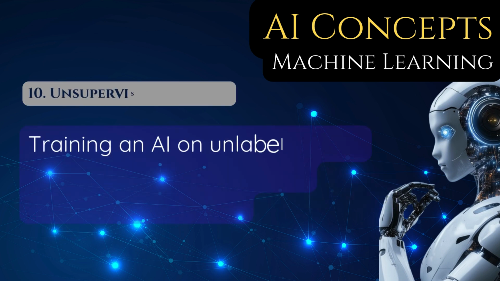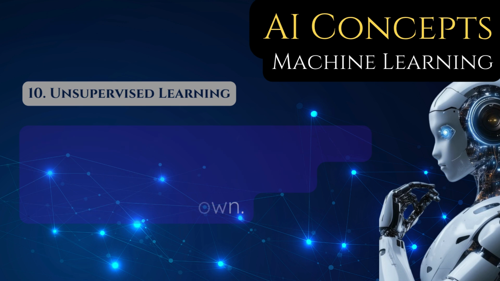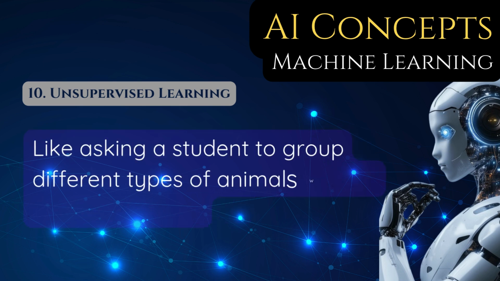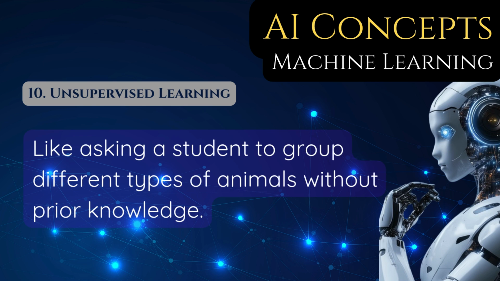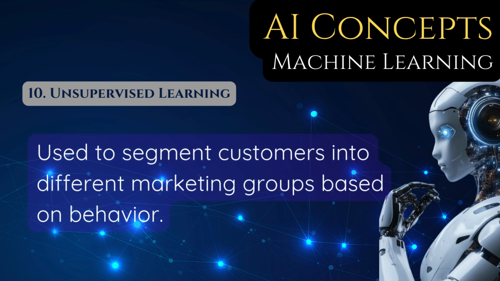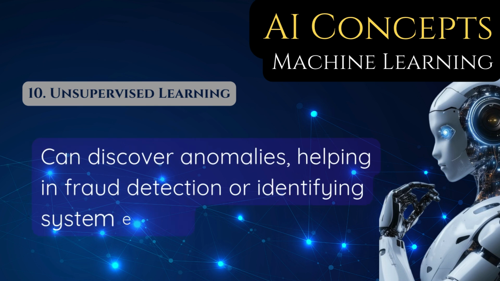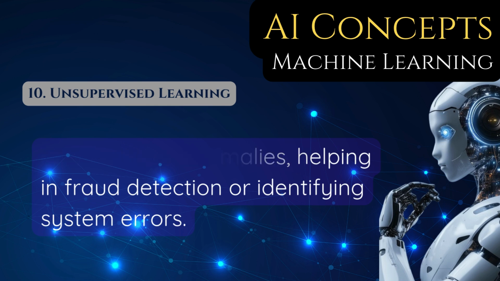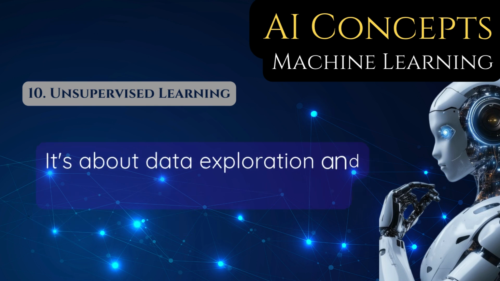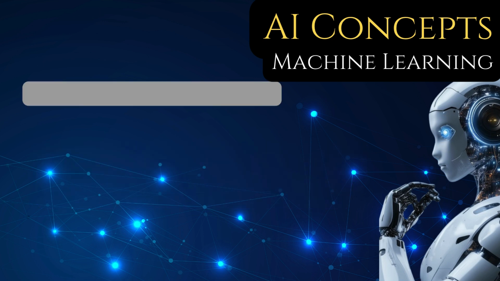10. Unsupervised learning: training an AI on unlabeled data to find hidden patterns and structures on its own. Like asking a student to group different types of animals without prior knowledge. Used to segment customers into different marketing groups based on behavior. Can discover anomalies, helping in fraud detection or identifying system errors. It's about data exploration and discovery, not just prediction.